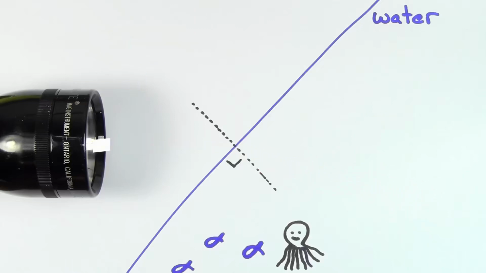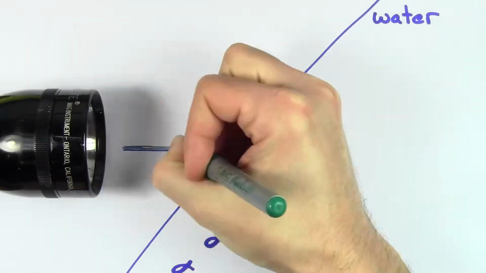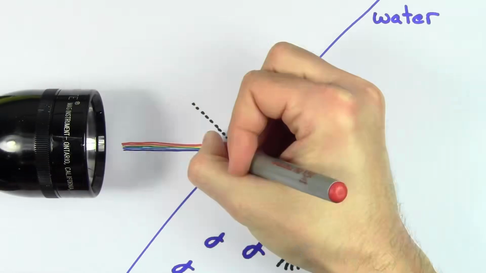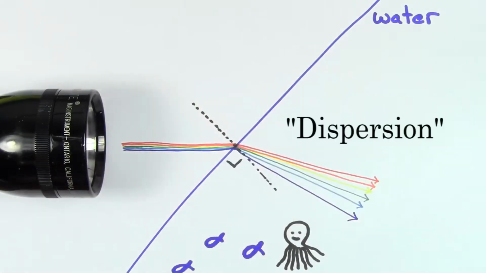But here's the interesting thing. When you send in white light composed of all visible wavelengths, the colors will disperse and get separated from each other. We call this separation of light dispersion. So why does dispersion happen?